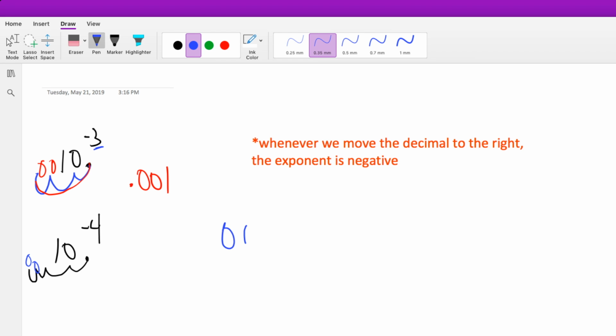0, 0, 0, 1. I missed one there. The decimal, let's pretend it's still here, but we need to go over 4 times. Not here, 2, not here, 3, not here, 4. Right over here where this red decimal is going. Pretty simple.